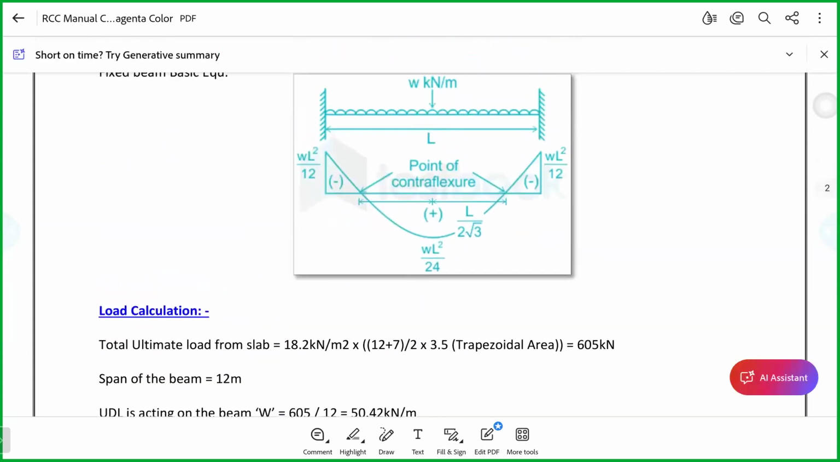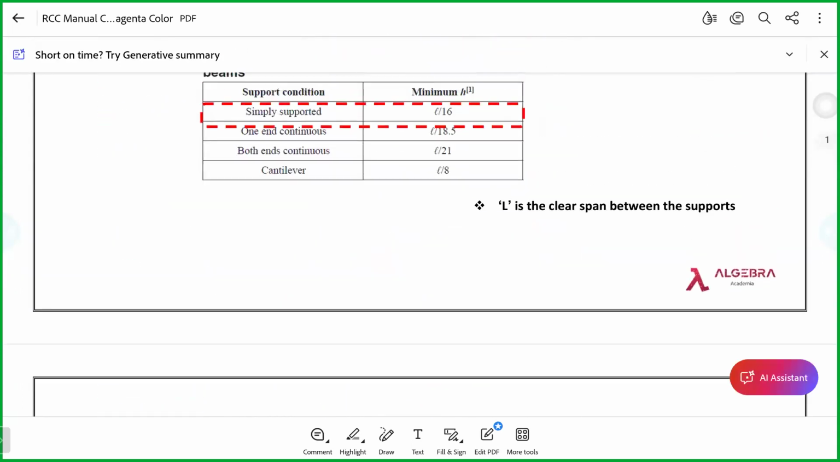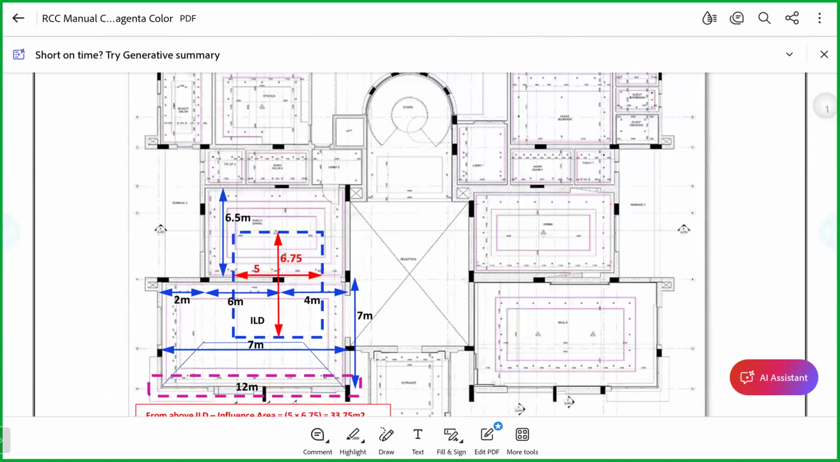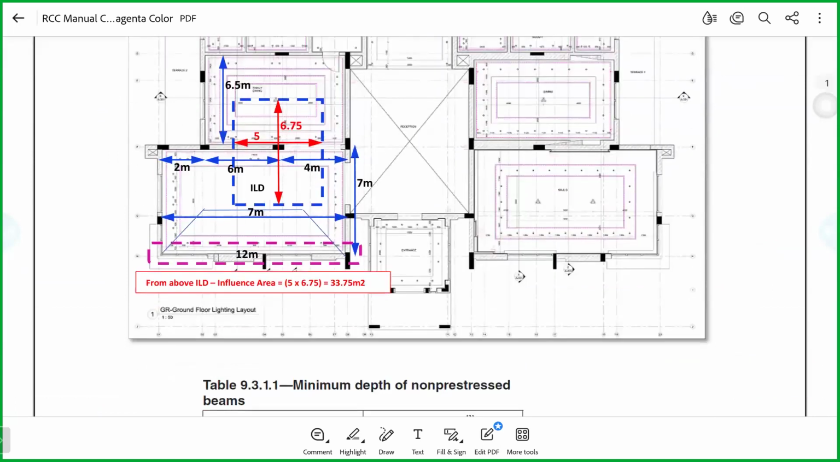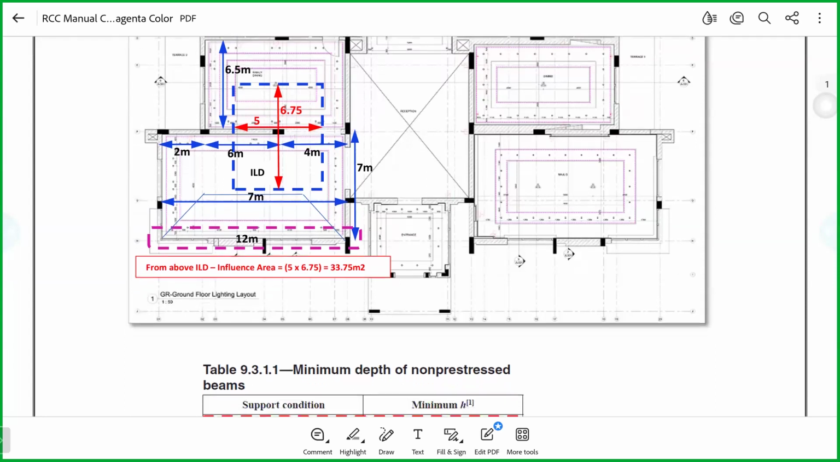Because when you talk about this span, since this panel is a two-way slab, correct? When you talk about a two-way slab, the load gets distributed trapezoidally. What is the trapezoidal area formula? A plus B by 2 into H, in which A is 12, B is 7. What is H? I believe it is 3.5 meters because it's 7 meters, half of which is 3.5 meters.